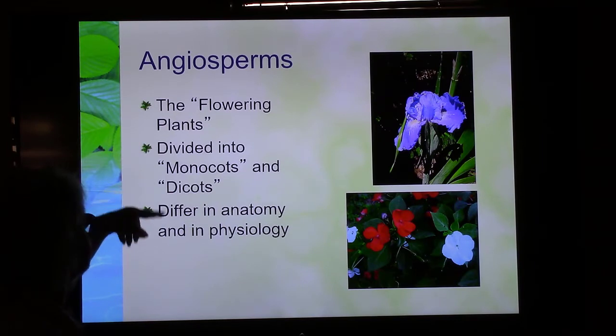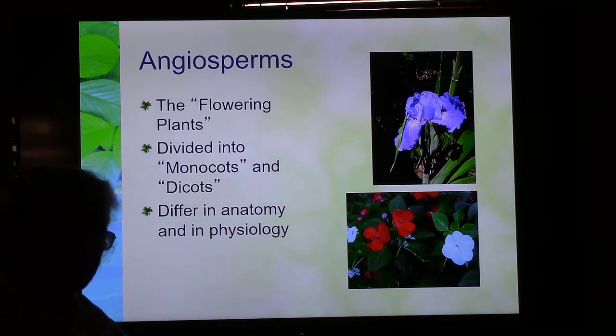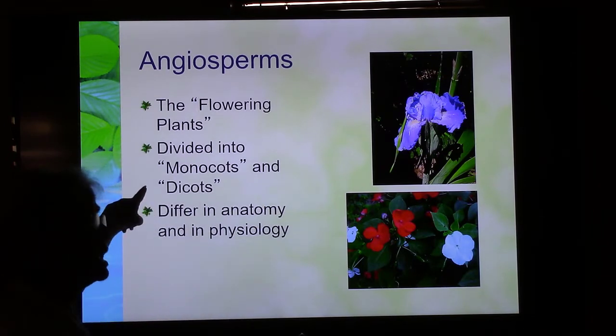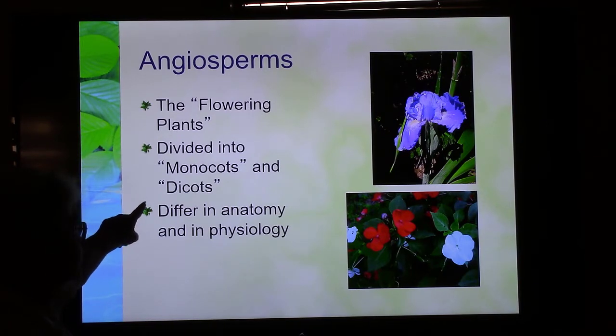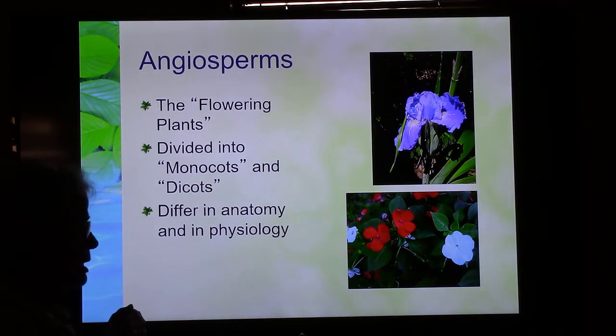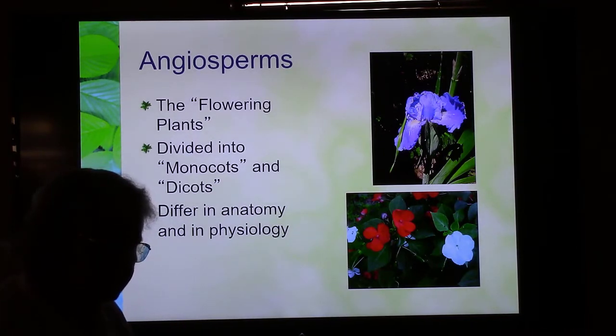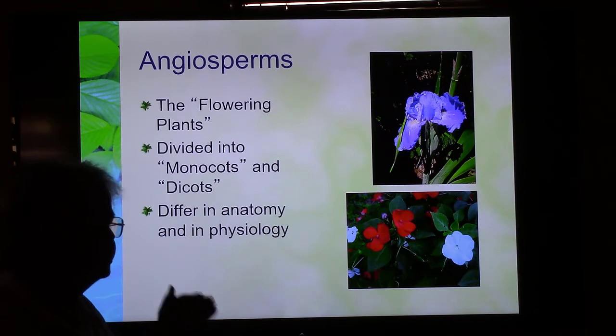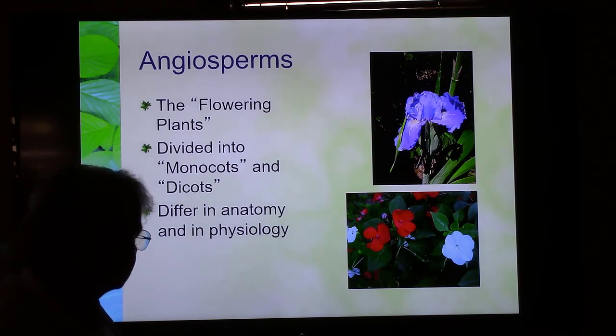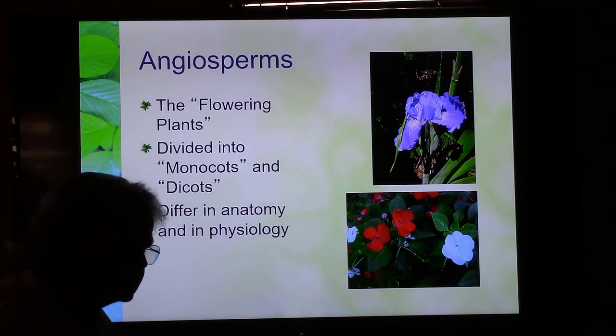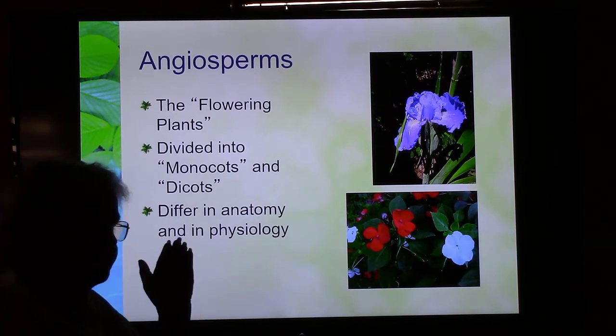We divide angiosperms into two groups. I know I'm in groups, but now we're into something you need to know, these two words here: monocots and dicots. They are different in their anatomy, and they are different in their physiology. They look different, they perform differently.